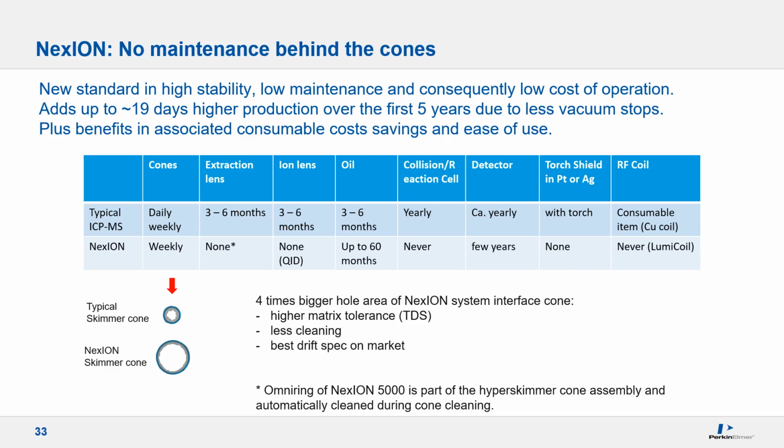The NexION drift spec is an important parameter for the single cell ICP-MS experiments, which need to be done typically in sequence for a number of cell lines, for a number of different experimental setups, and we want to avoid changes in our signal intensity during that experiment. This view just gives us a visual demonstration of how significant that change in hole area actually is.